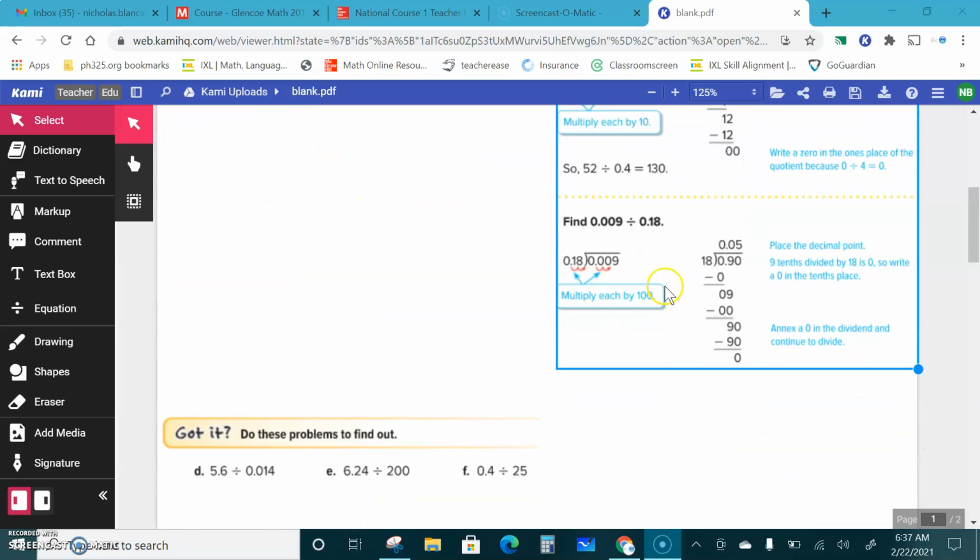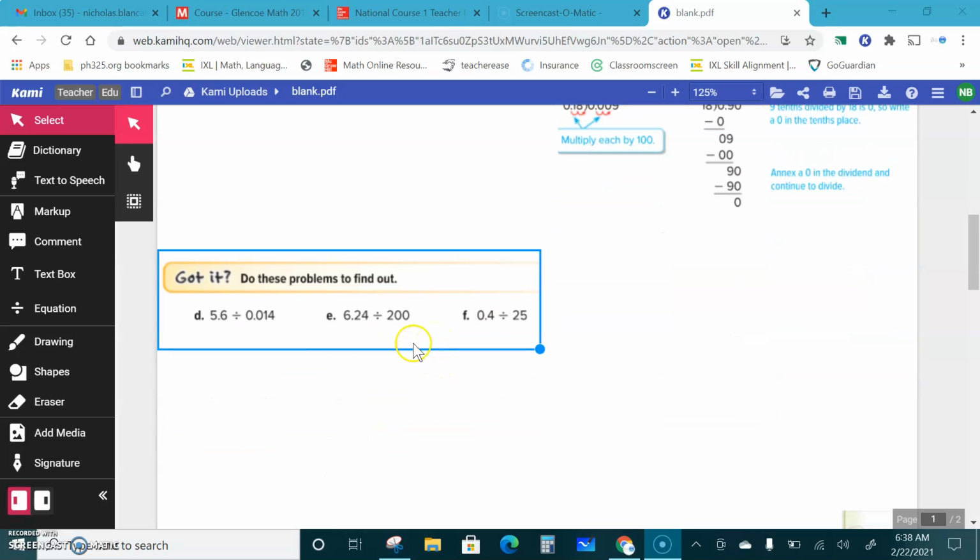Now if you look at this, they're asking you to multiply each by 100, or you can simply move the decimal over two spots. Whatever you do on the outside of the house, you have to do to the inside of the house. So they move the decimal over two spots, and it looks like you're dividing with an 18 and a 0.9. The trick, guys, is to look on the outside, and however many places you have to move the decimal to the right to get a whole number, you do to the inside as well.